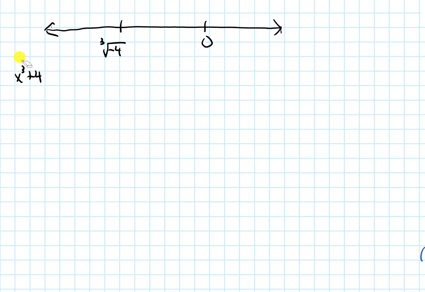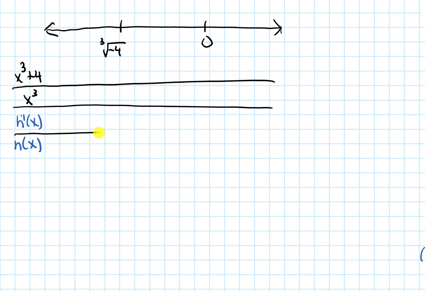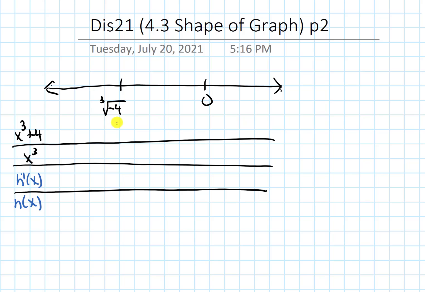All right, so we are ready for a sign chart of the first derivative. So I'll make a number line, and I put those points on it. We have the cube root of negative 4. That's going to be a negative number. And then 0. And then I write all the factors that showed up in my derivative. On the top, we had x cubed plus 4. On the bottom, we had x cubed. Then I'm going to keep track of the derivative: h prime of x, and then h of x. Okay, and now making columns.